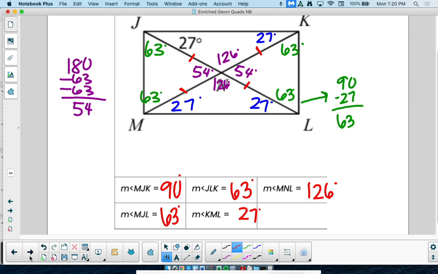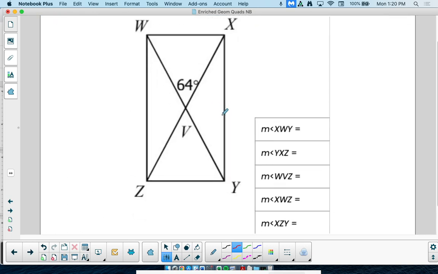All right. Do you guys want to get a head start on this one? Okay, this one's a little different. See if you can figure it out. At least find the three ones in the middle.